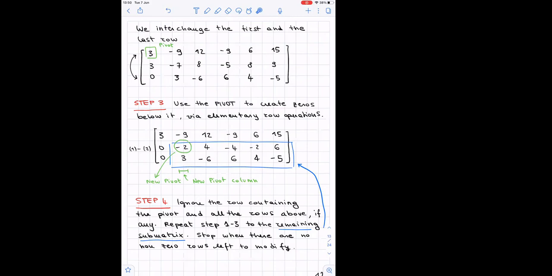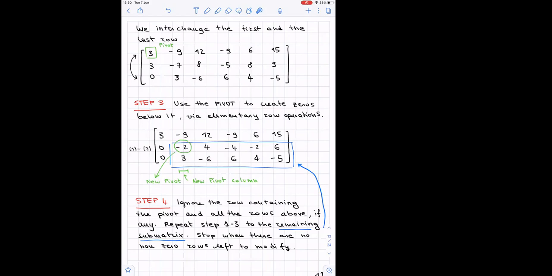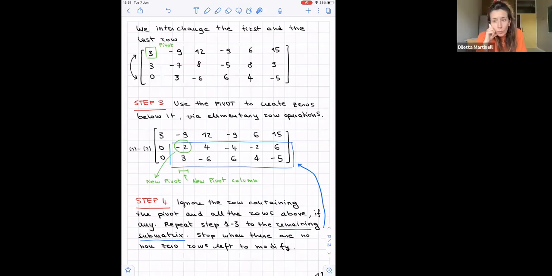I have a question here. May we take a common factor from row 1, 3 to make the pivot 1? At this stage, is it possible, or do we do it after making the other values 0? Sorry, say it again. I didn't understand the question. Could you repeat, please? I am saying, in row 1, 3 minus 9, 12, 9, 6, 15, may I take the 3 common in row 1 to make the pivot 1? I mean, you could do it now, or we could do it later.